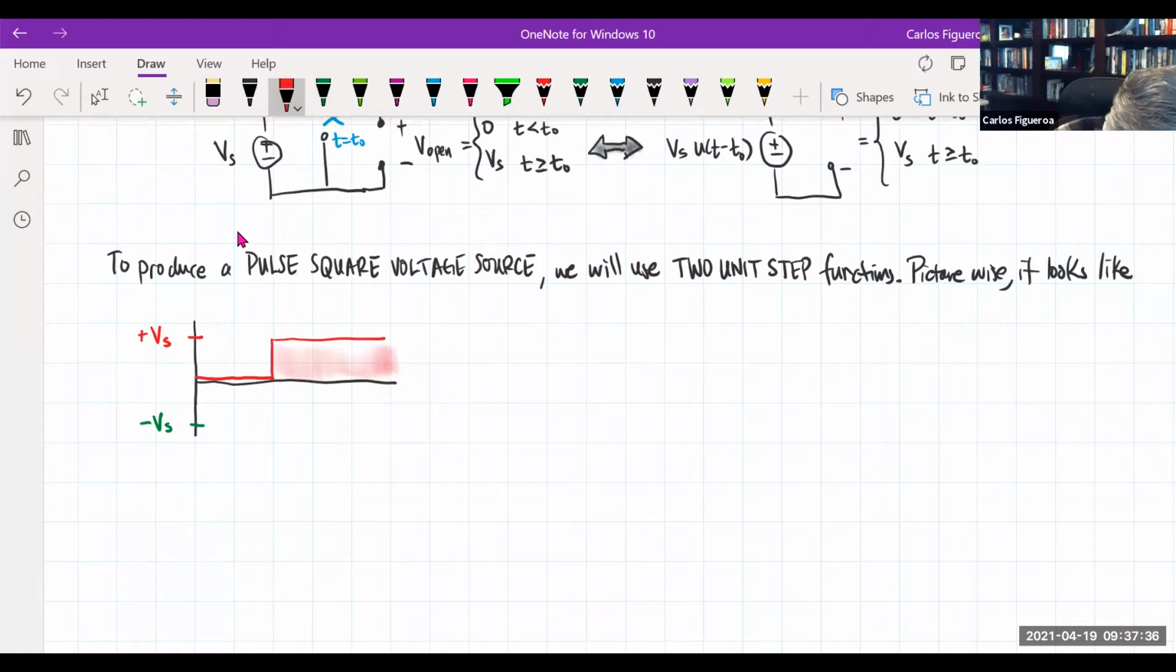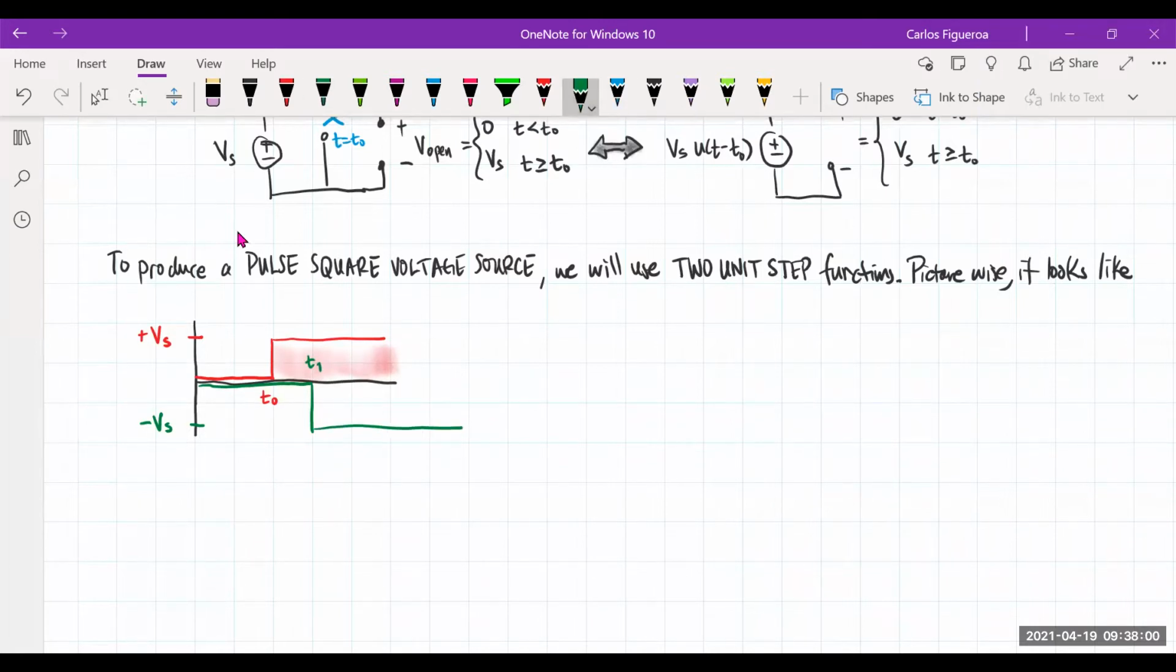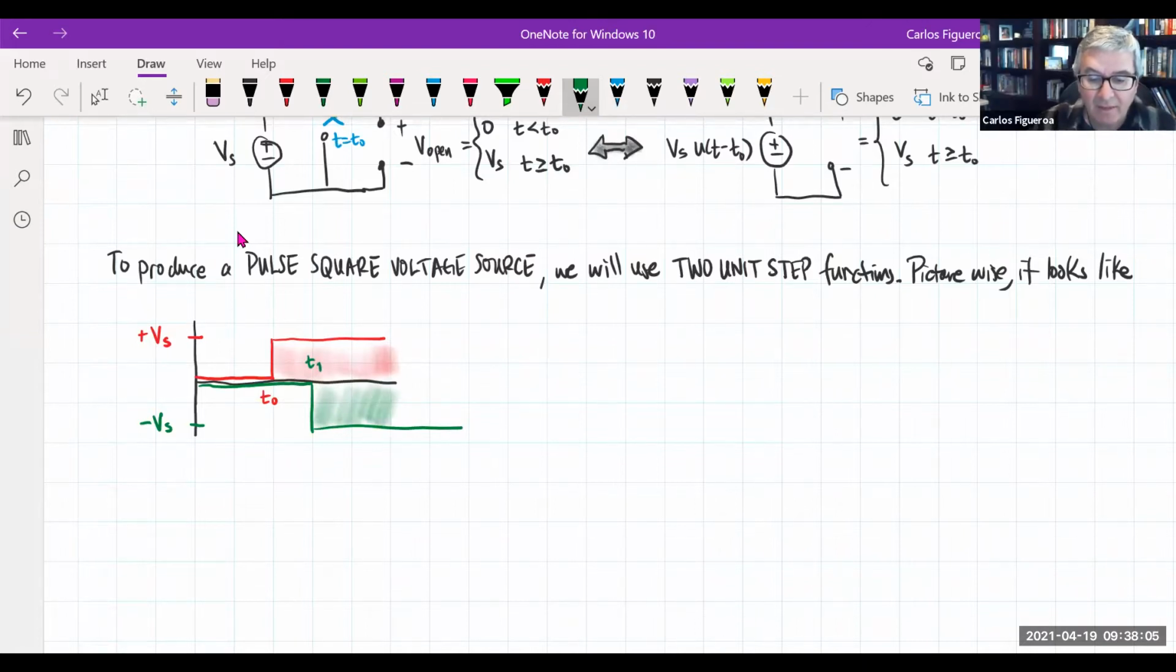Wait, let me be careful here. So this guy turns on at T naught. And then I have a second source that doesn't turn on till a time later on. Let's call this T1. But this time it's going to go what? It's going to go negative. And as it goes negative, it's going to look like this here. And so I have these 2 sources. So what I really have here, right?